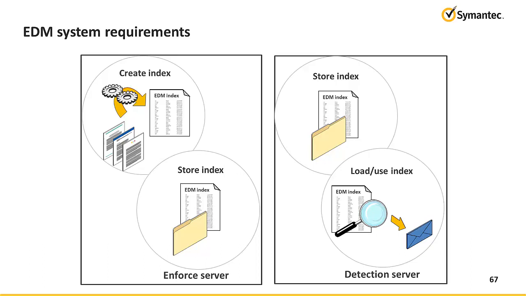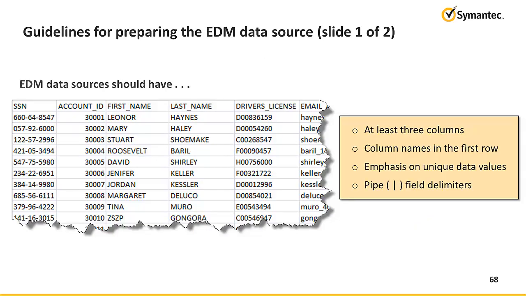For instance, a data source with 100 million rows has lower requirements than a data source with 200 million rows. For more details on EDM system requirements, please refer to the Memory Requirements for EDM section in the Symantec Data Loss Prevention Administration Guide. Before creating an EDM profile and index, here are some best practices to consider for preparing the EDM data source. Data sources that do not adhere to these guidelines can result in significant false positives and errors, and ultimately create more work for the DLP team.